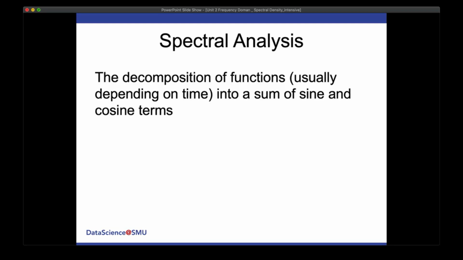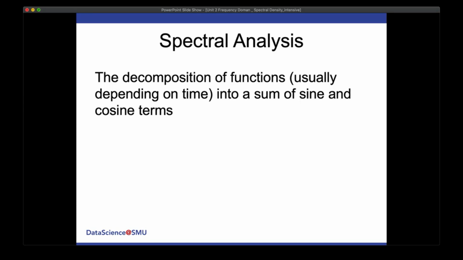So let's define this Fourier expansion. We've already said that, but it's the decomposition of functions usually depending on time. So these functions usually depend on time, and the decomposition of these functions into a sum of sine and cosine terms. Now, let me just go ahead and say this here. I'll probably conclude the video saying this as well to summarize, but here's the strategy. Here's why this works. We want to be able to analyze the frequency content of a given data set.